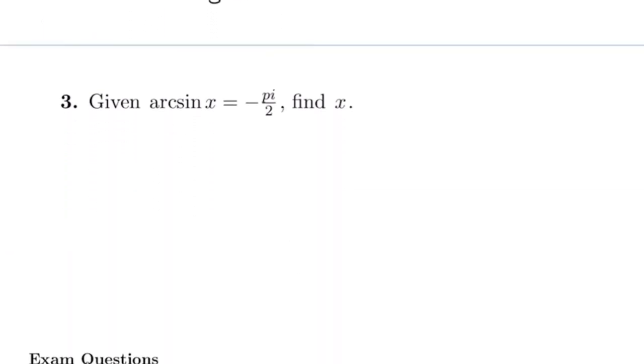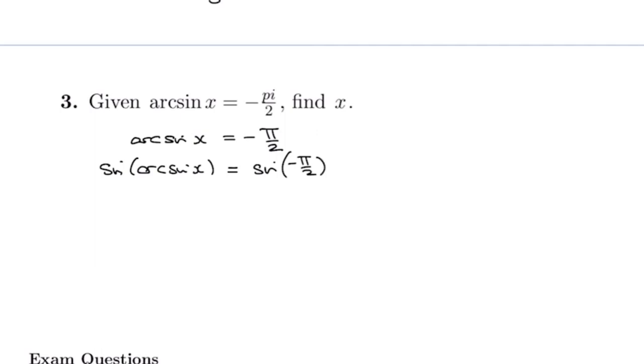Just do one more of these. So it says, given that arc sine of x is negative pi over 2, find x. So again, we've got arc sine of x equals negative pi over 2. I'm going to take the sine of both sides. Sine of negative pi over 2. So the sine and arc sine cancel each other out, leaving just the x. And of course, the sine of negative pi over 2 is -1.